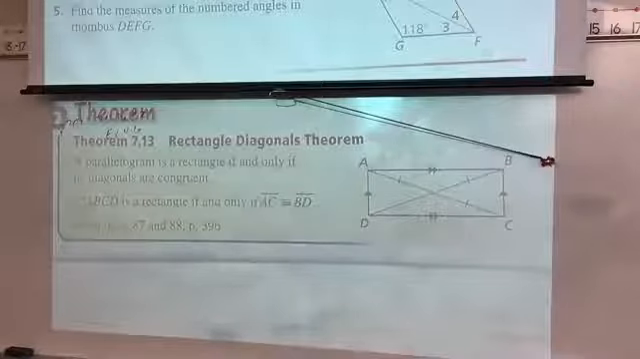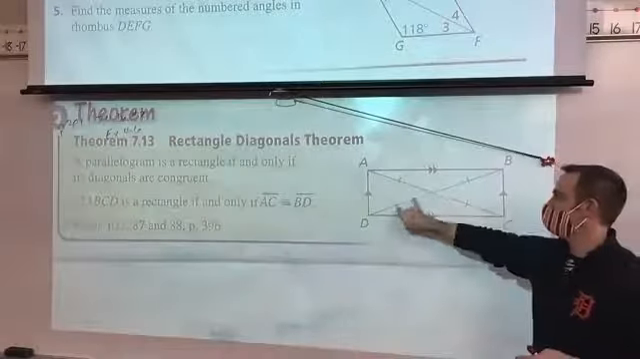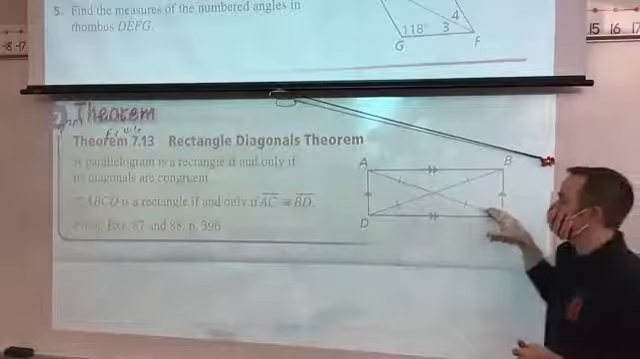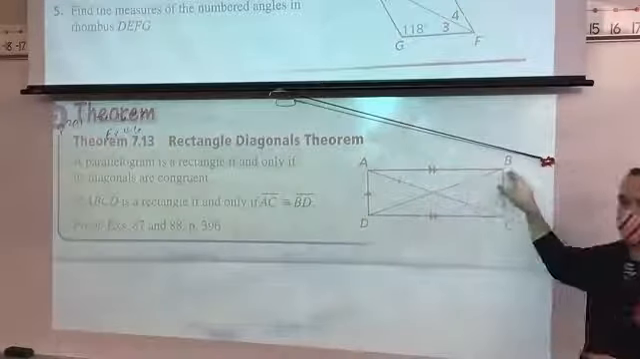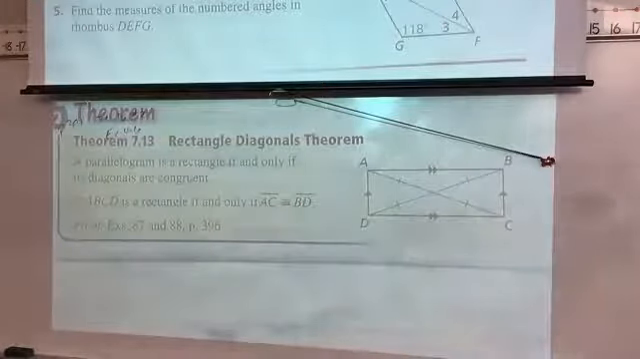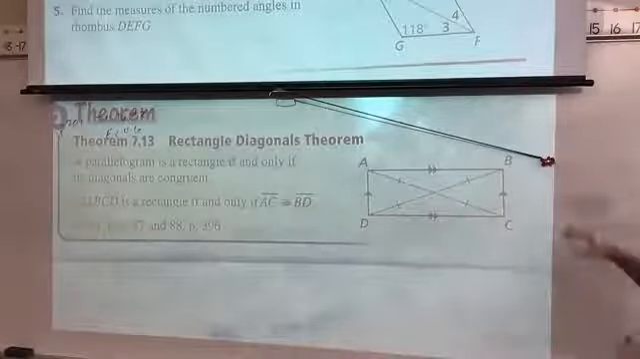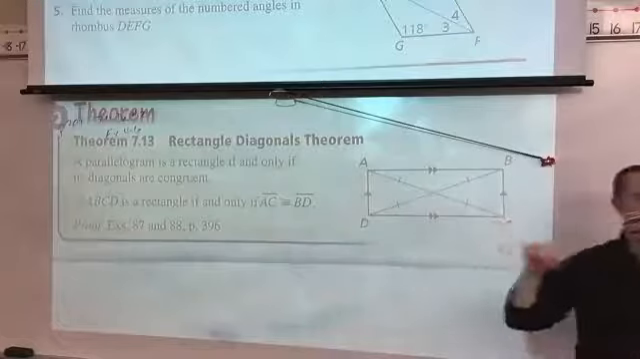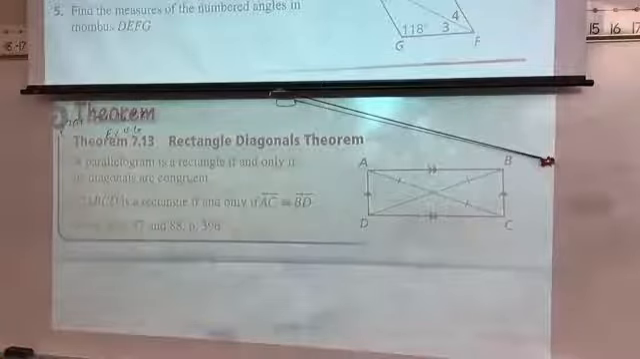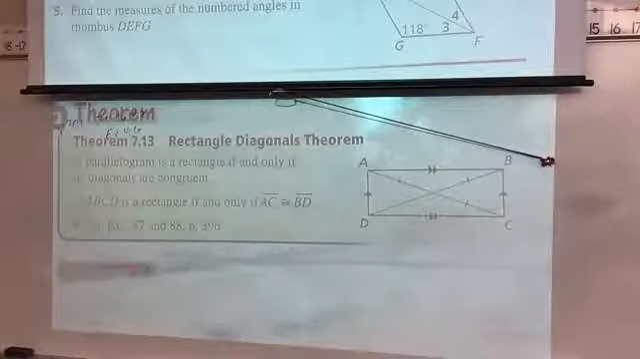Now, we know in a parallelogram that the diagonals bisect each other. So we know already that this and this should be congruent, this and this should be congruent. What the rectangle diagonals theorem is telling us is that the entire diagonals are congruent to each other. So AC and BD are congruent. And it's not talking about the small halves. We know the halves are congruent, but now it's talking about the entire thing being congruent to the other entire thing. And that's what our rectangle diagonal theorem is telling us. Okay. So that is something new, right? We haven't talked about rectangles and diagonals yet. So let's apply it.